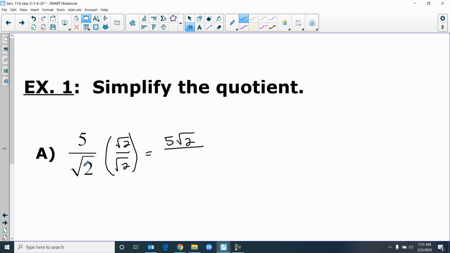Here's why this works. It's because square root of 2 times square root of 2 is square root of 4, and square root of 4 is 2. Now you can probably skip the square root of 4 part, just write 2. Hopefully you recognize that square root of 2 times square root of 2 will end up being 2. And now we are done. We look to simplify the 5 and the 2, but nothing can simplify, so we leave that.